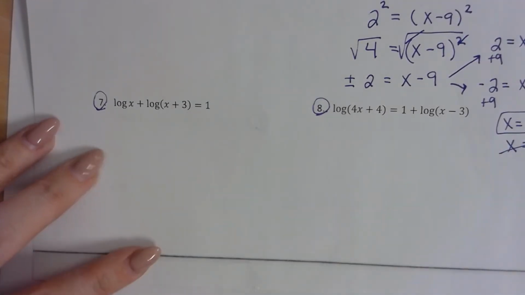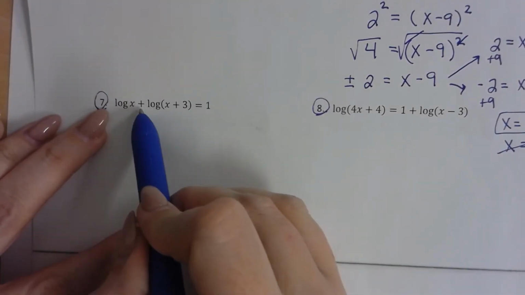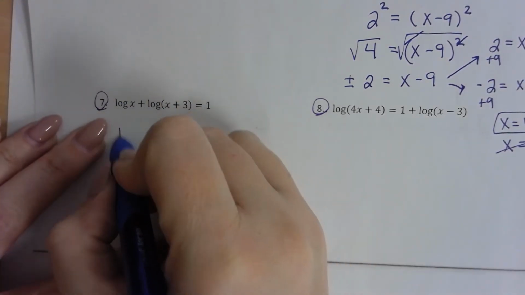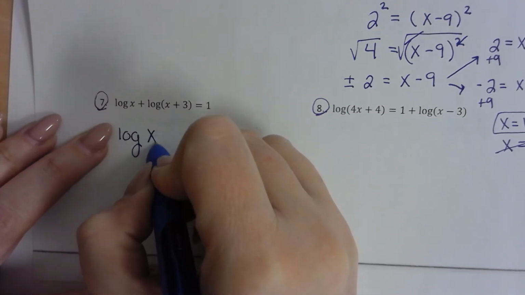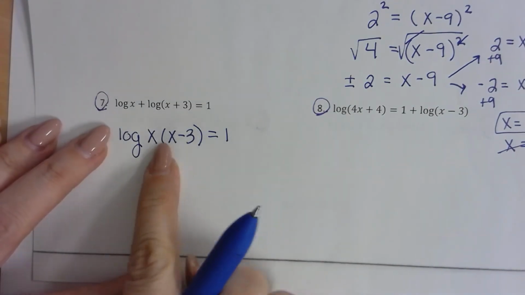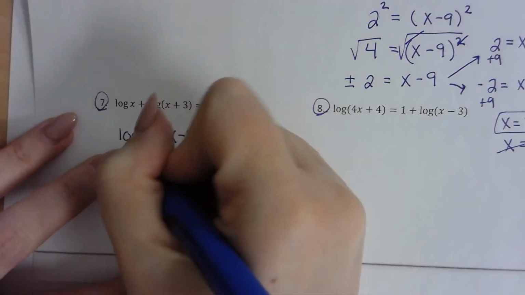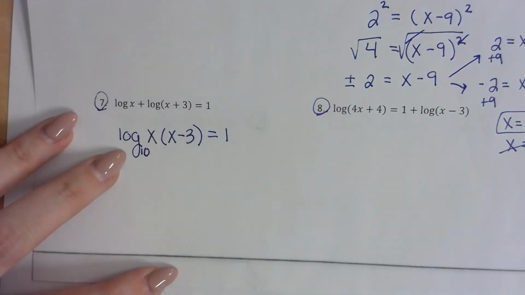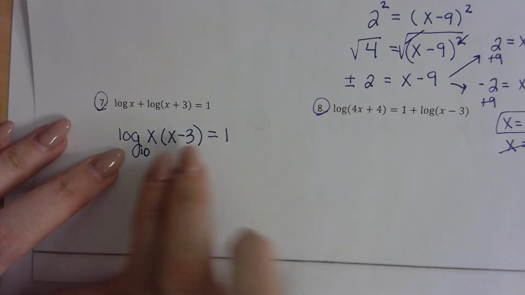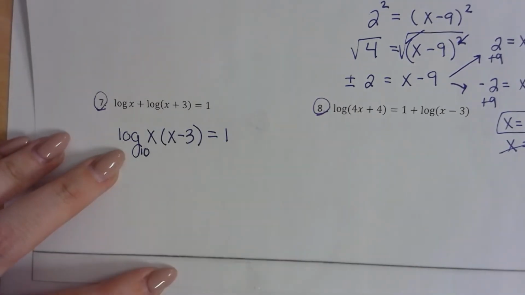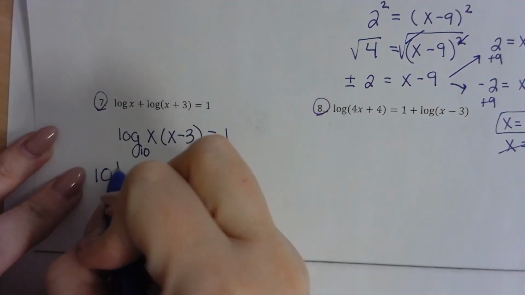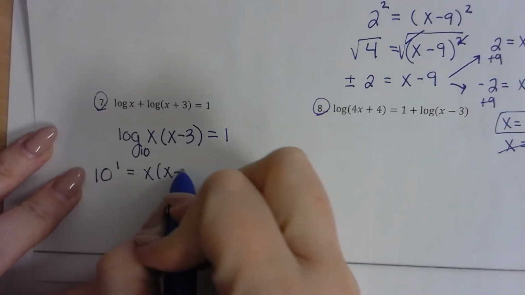So number 7, we've got logs being added. So we need this to be 1 log, and we know from our last page that when we add logs, that's the same thing as multiplying them. So I'm going to write it as 1 log with multiplication. We also know from earlier in our unit, when there's no base, the base is 10. We assume it's 10. So now we don't have a log on each side, which means we have to use exponentials. So we're going to rewrite this as the base stays the base, the 1 and the x minus 3 switch spots.